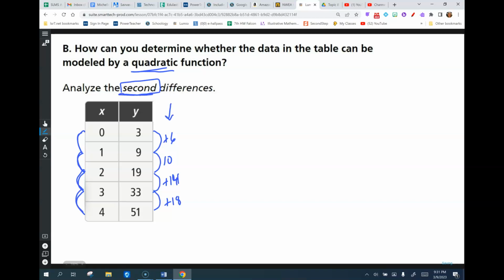So what a second difference means is we have to do it once again. We have to find the difference here. So that goes up by 4. What does it change by here? Goes up by 4. What does it change by here? Goes up by 4. So when it is a second difference, it is a quadratic function.